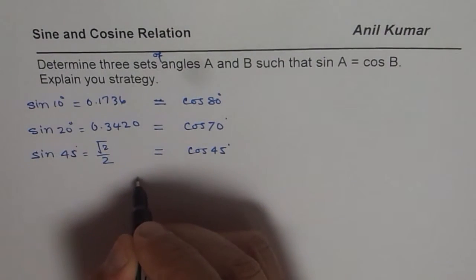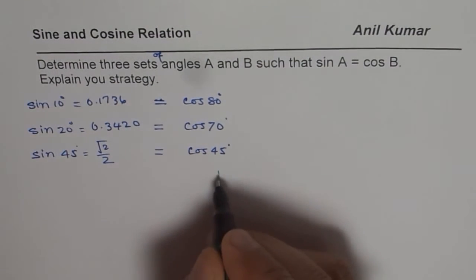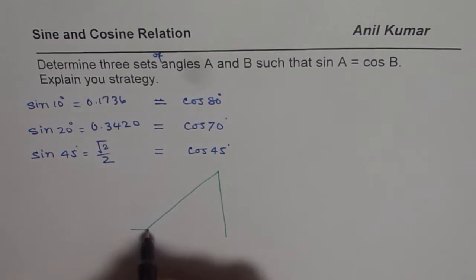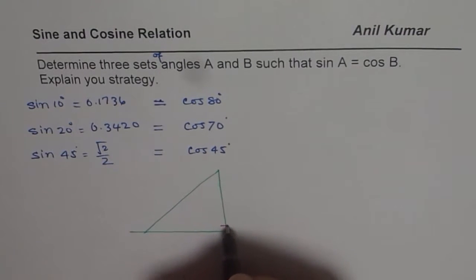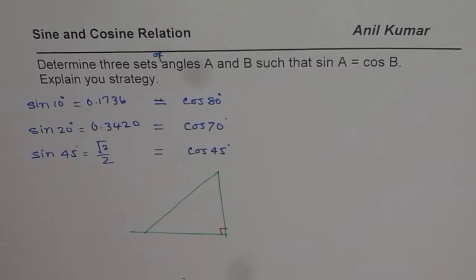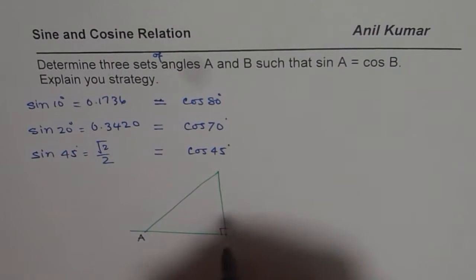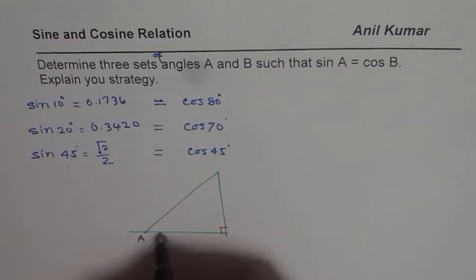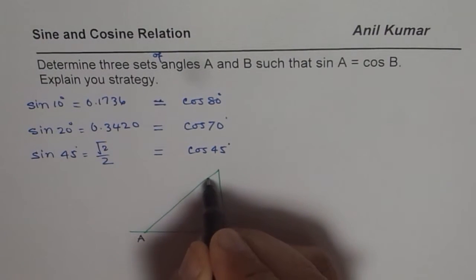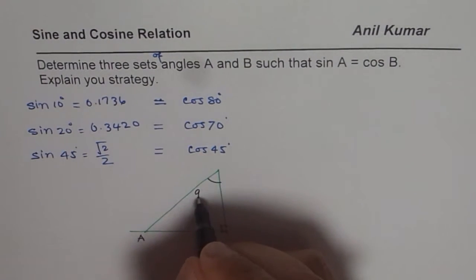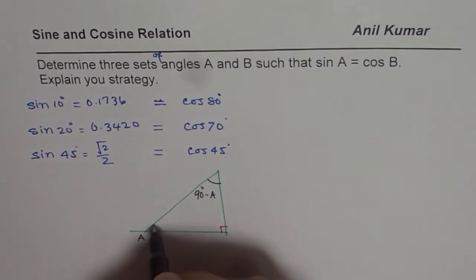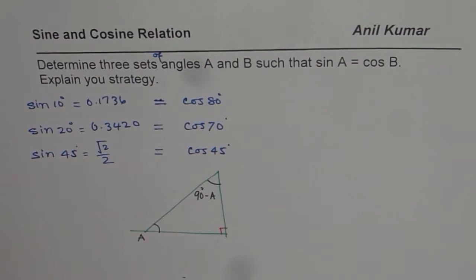Now let's look into this in greater detail. Let's say we have a right triangle here. I'm making a big one so that we understand and appreciate what exactly is going on. Let's say the point A is here, and this is angle A. If this is angle A, then what is the other angle? The total is 180, so the other angle is 90 degrees minus A, correct?